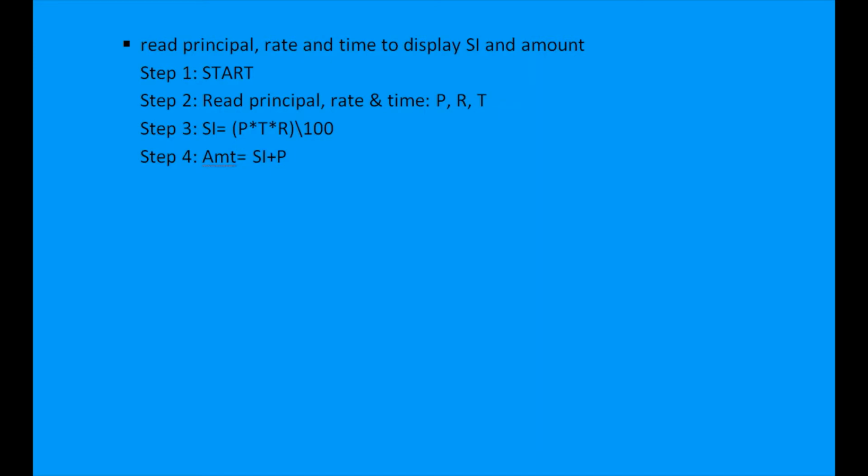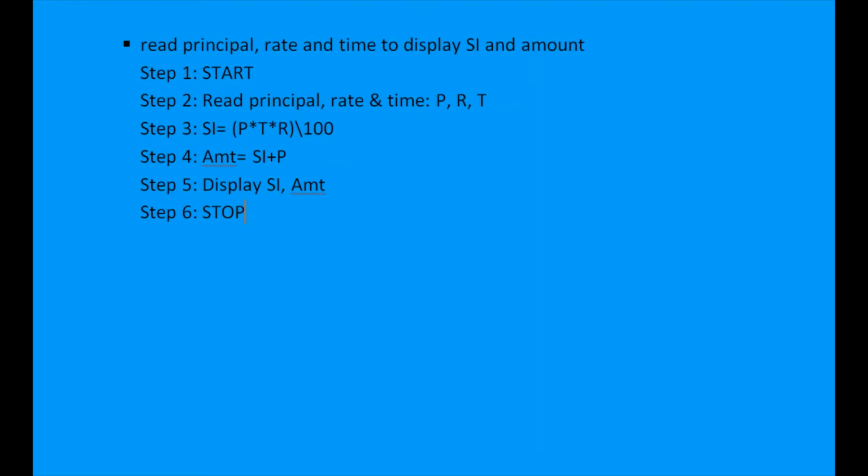It's just showing a spelling error, nothing else. Now step 5 is display si and amount. The next one is step 6, that is stop. So that is all we have for algorithm. In the description you will find some more examples and questions to practice too. And if you have any kind of confusion related to them, you can ask me again.